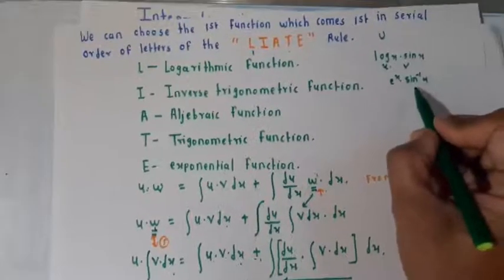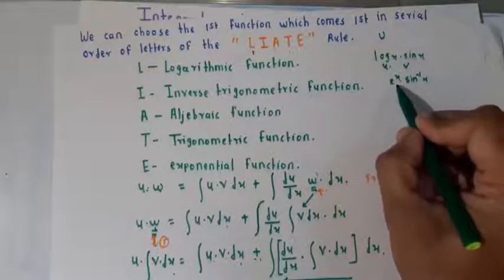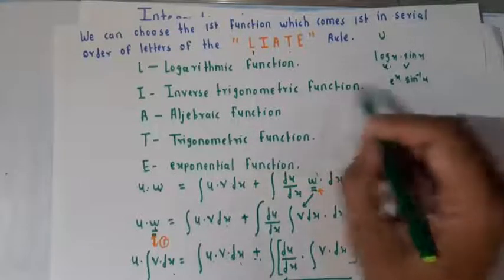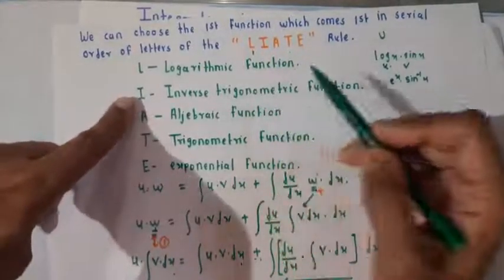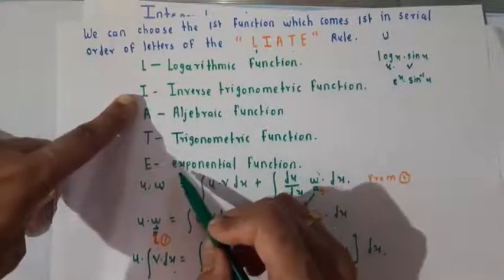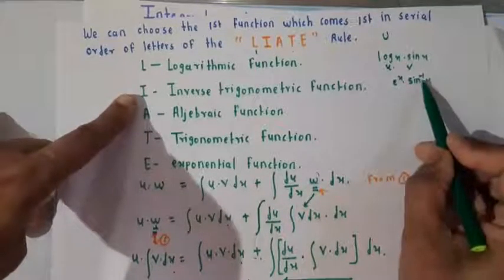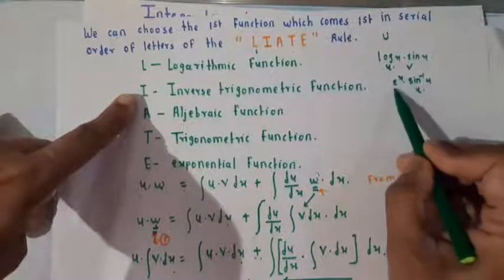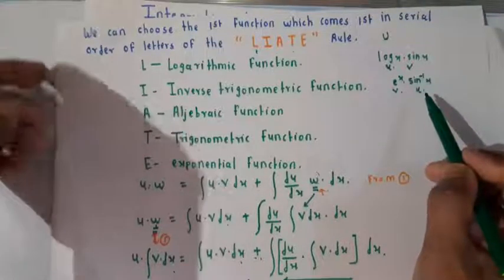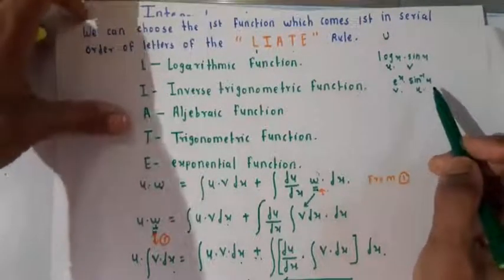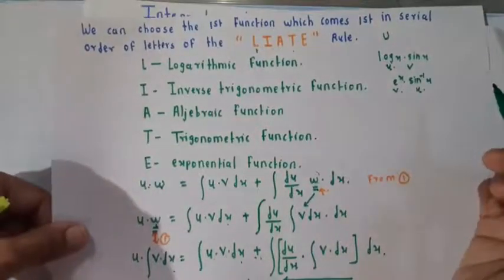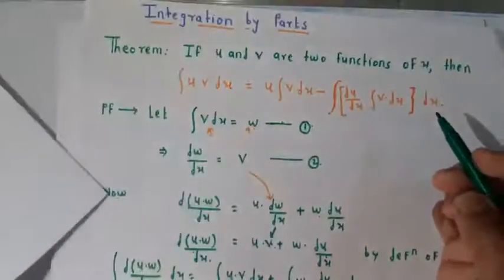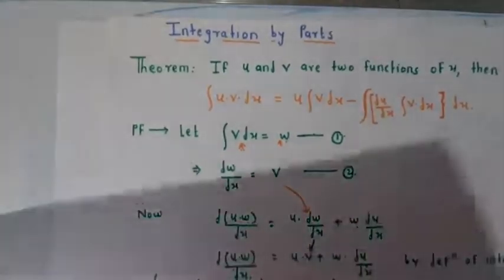Sine inverse of x is an inverse trigonometric function and e is the exponential function. According to this rule, inverse trigonometric function is the second while exponential is the fifth one, and that's why here sine inverse of x is the u function and e raised to x is the v function. In this way we can choose the first function u and the second function v, and then we apply the u into v rule. Okay students, by using the u into v rule we have to solve some problems.